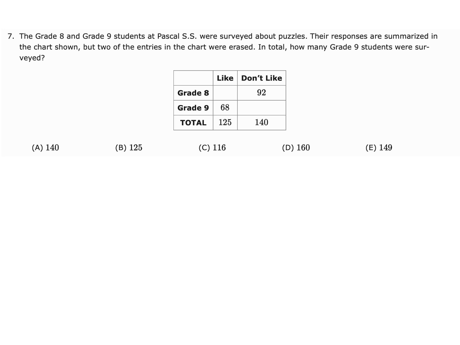So 140 is the total don't like. 92 are in grade 8. So 140 minus 92 must be the ones that are in grade 9 that don't like puzzles, I guess. So that's 48, I believe. And in a very similar way, since 125 like puzzles, and 68 of them are in grade 9, 125 minus 68 must be how many are in grade 8. And that number, I believe, is 57.